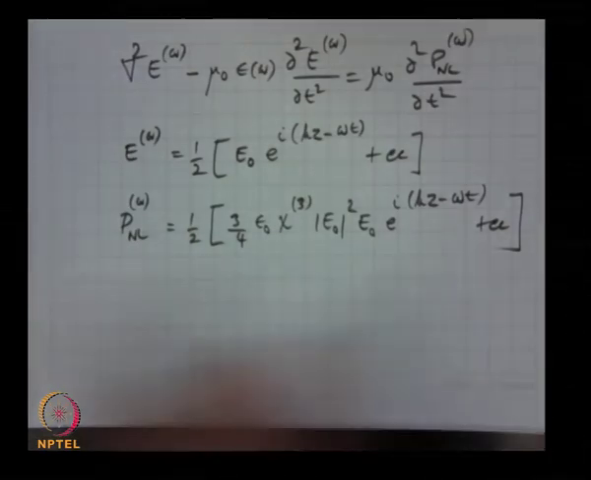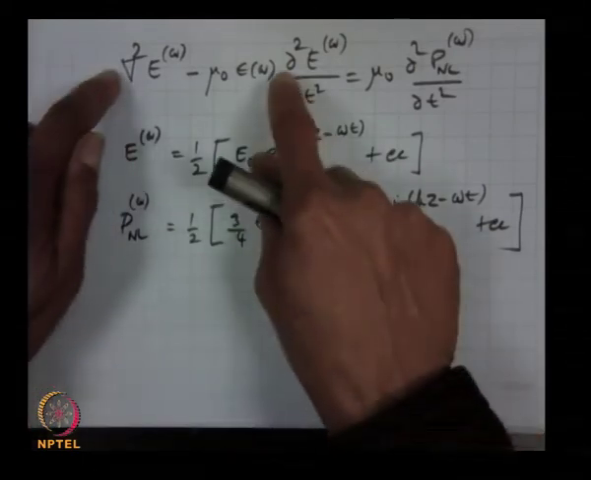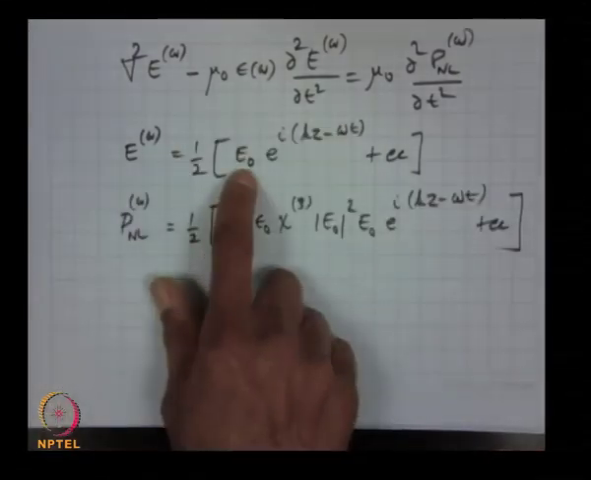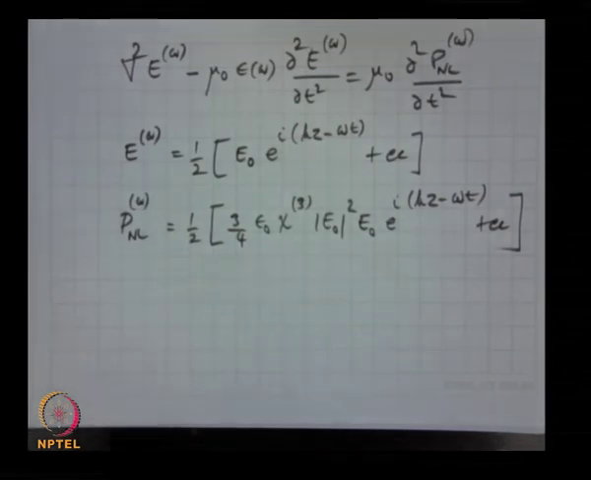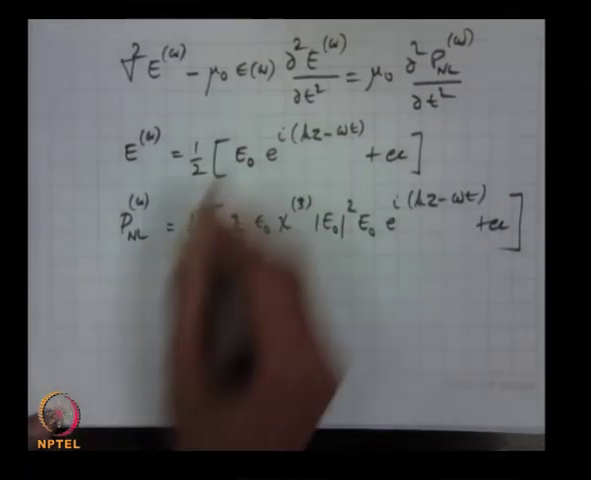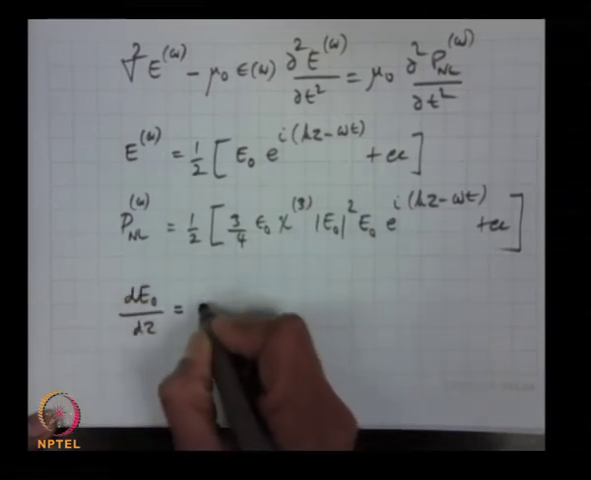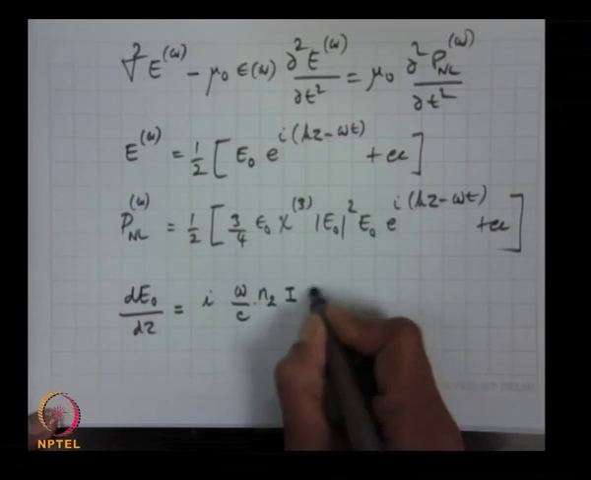So I use the same procedure as I did for studying second harmonic generation or parametric amplification. I substitute E omega on the left hand side, I substitute P nonlinear omega on the right hand side, neglect the second derivatives of E naught with respect to z, and solve the equation. Let me give you the equation that I will get if I do this procedure. I leave this substitution and simplification to you. So I get dE naught by dz is equal to i omega by c into intensity into E naught.